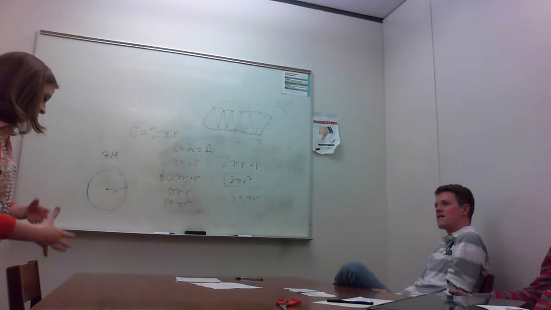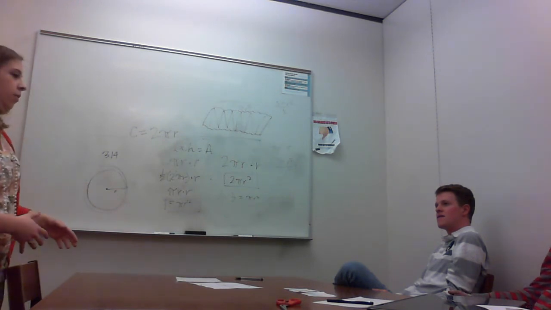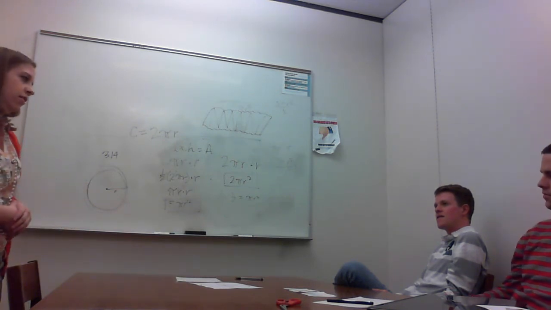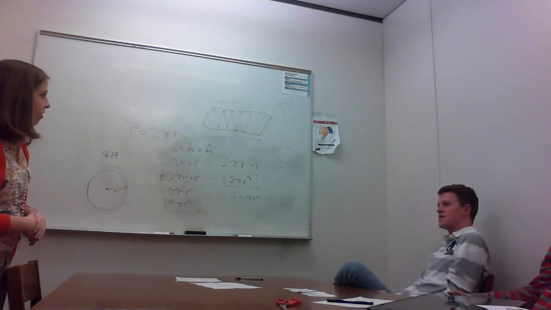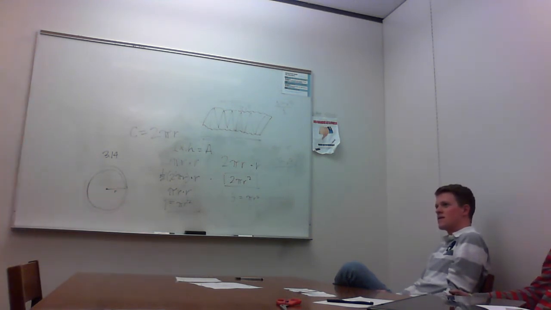After we struggled for a little bit, we thought about things and what would be the best method for us, the easiest, and it led us to find the area of a circle, which is pi r squared.